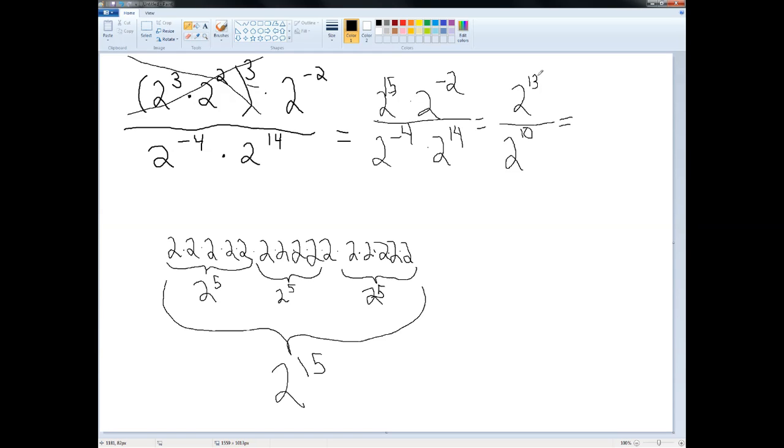Now, when you have the same base on the top and bottom with different exponents, you can find the difference of those exponents to get your answer. In this case, we're doing 13 minus 10. And so we end up with 2 to the power of 3 over 1, because 13 minus 10 is 3. And then I included the over 1 here, but you don't need to. The answer is just going to be 2 to the power of 3.